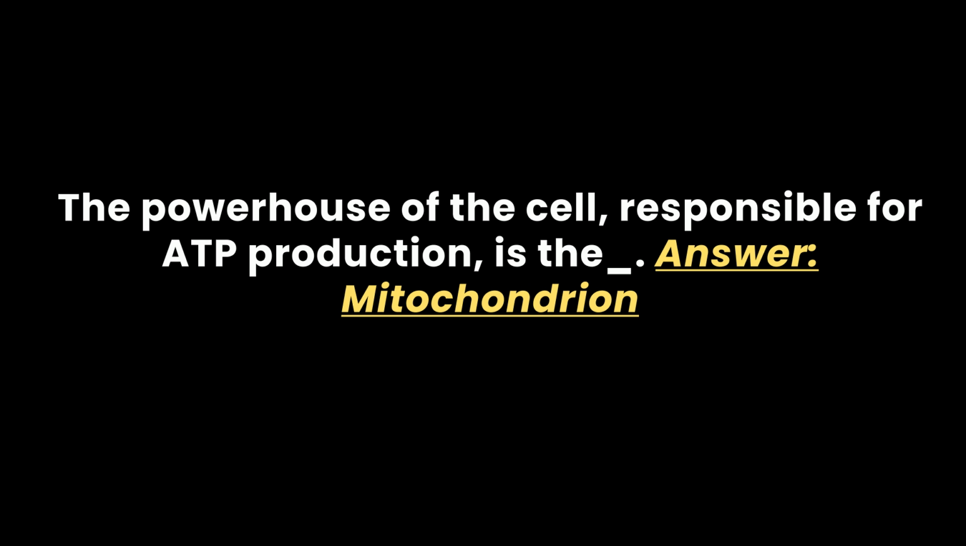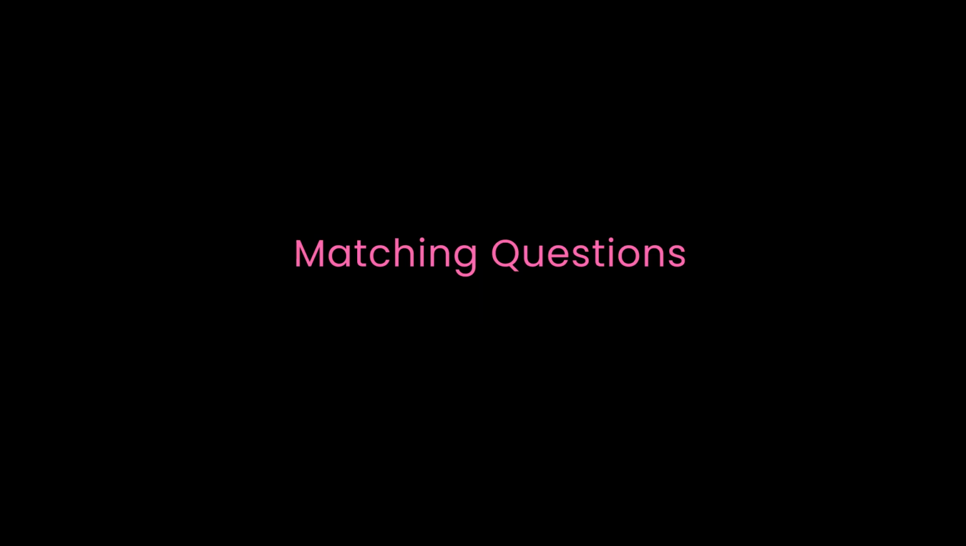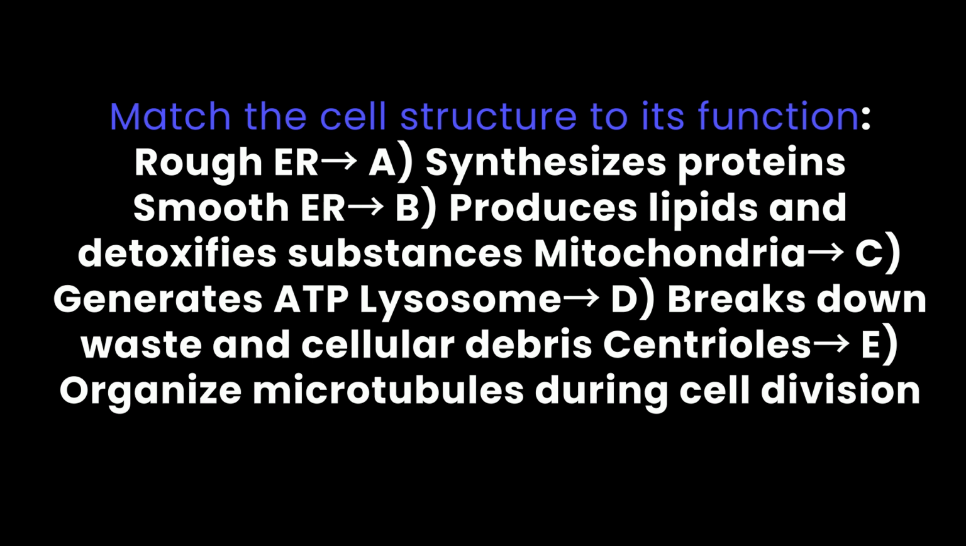Rough ER, A: synthesizes proteins. Smooth ER, B: produces lipids and detoxifies substances. Mitochondria, C: generates ATP. Lysosome, D: breaks down waste and cellular debris. Centrioles, E: organize microtubules during cell division.